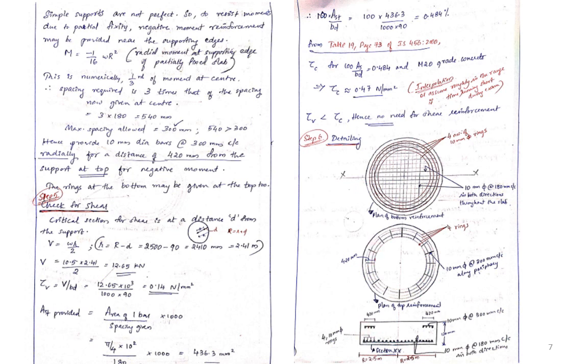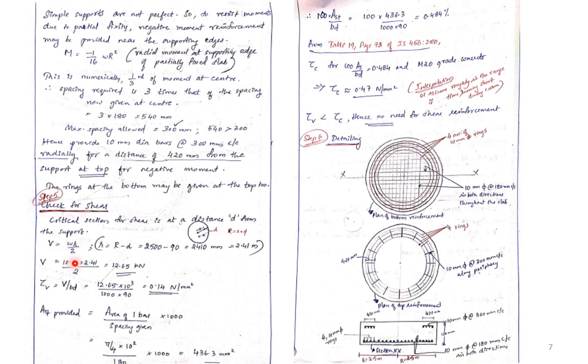Okay. So the other details are marked over here. You can understand clearly. And the last step is check for shear. Check for shear. We have to see what is the critical section. The critical section for shear is at a distance d from the support.